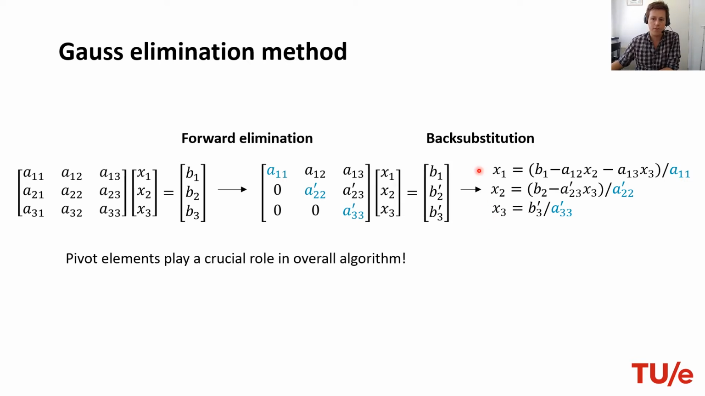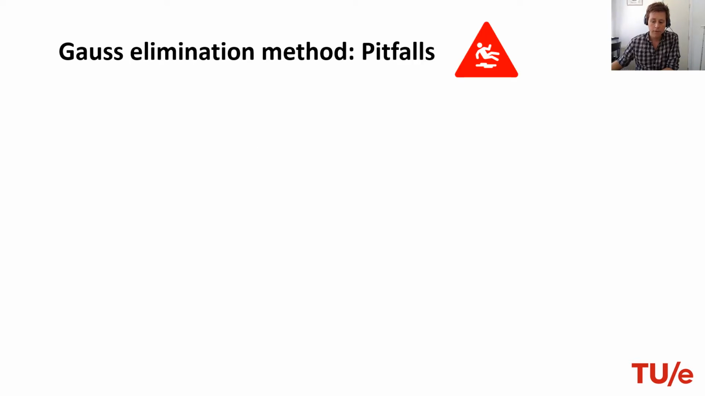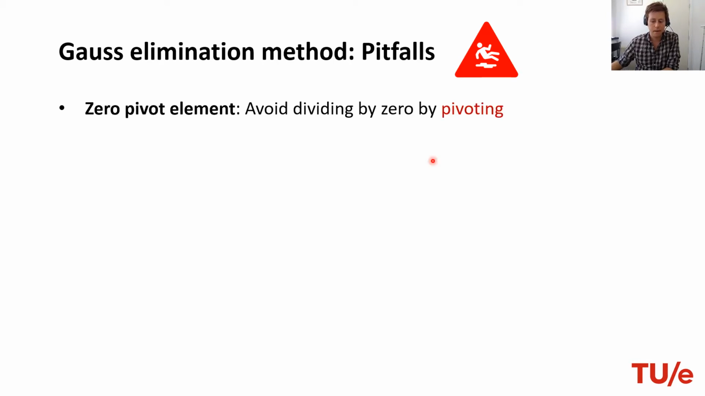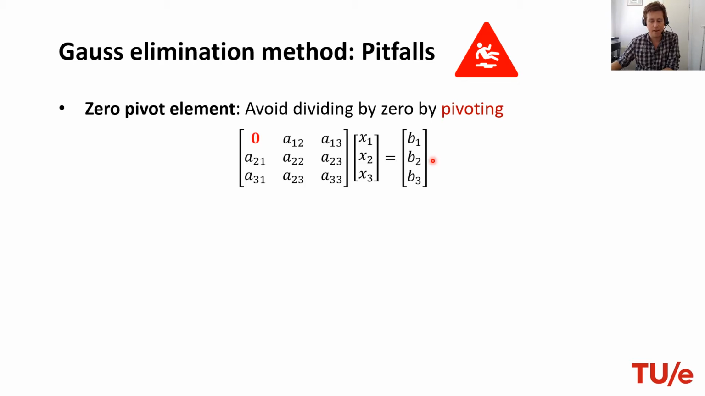Now, a clear observation is that these pivot elements, A11, A22 prime, A33 prime here, play a crucial role in the overall algorithm. This happens both during forward elimination and during back substitution. However, certain problematic cases can occur based on your matrix A. Let's investigate what would happen if we have a zero pivot element.